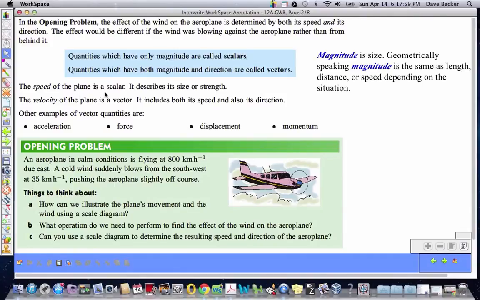The speed of a plane is a scalar because it describes its size or strength. The velocity of the plane is a vector. It includes both its speed and its direction. Acceleration is a vector quantity, as is force, displacement, and momentum. And I just put this down here for your reference, again, the airplane.